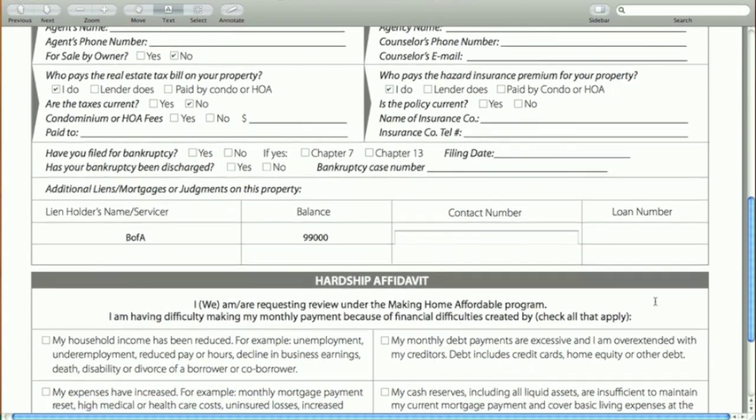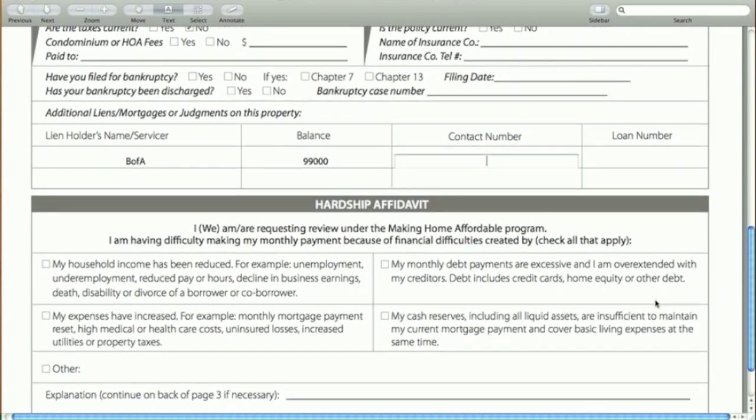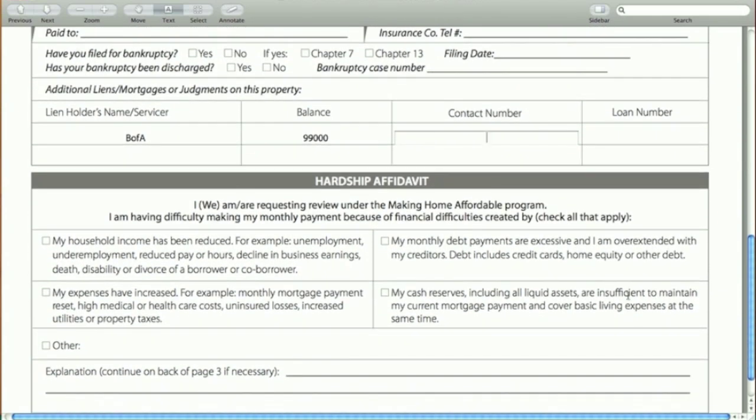And here, the hardship affidavit. Now, this is a pretty minor and basic hardship affidavit. This is where you're showing why you're having a hardship. I'm going to tell you that you should also write a letter that explains your hardship, because this is really basic. You just have to put in here, what happened? Why do you need help now? Maybe your income came down.